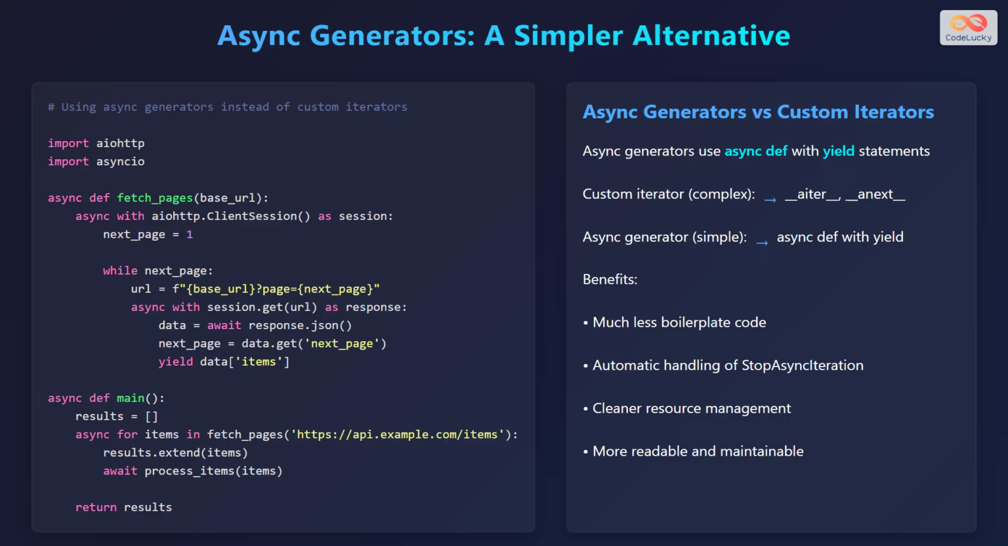Use contextlib.asynccontextmanager for simple context managers. Handle exceptions properly in the exit methods. Close resources in anext when iteration completes. Consider using async generators as a simpler alternative to custom iterators. Test async code with pytest-asyncio or similar tools.